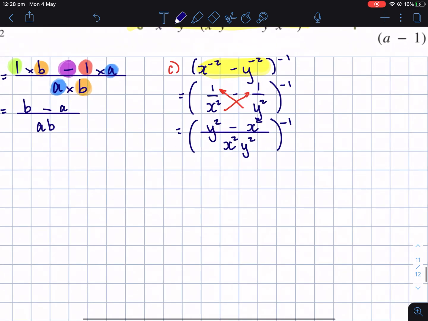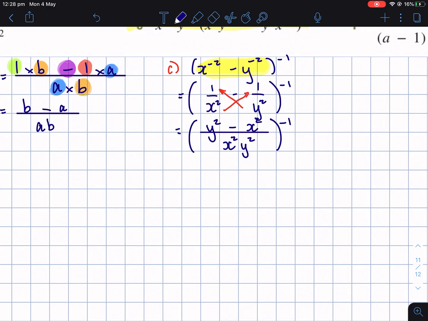Now there's nothing else for it. We're fine on the inside of that bracket, so now let's get rid of the negative index on the outside by flipping it upside down. x squared y squared over y squared take x squared. And now it's to the positive 1, but we don't bother.